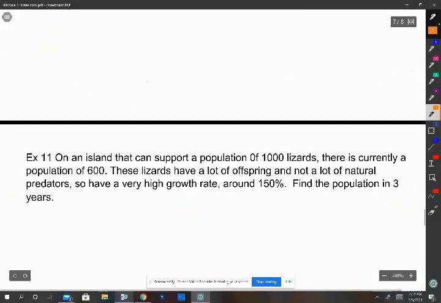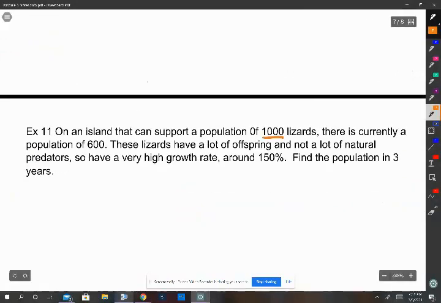Example 11 is the same. This is like 1,000 lizards, so this is P sub 0. Oh, no, it's not. Island can support a population of 1,000, so this is K. The population is 600, so this is P sub 0. And this time your rate is going to be 1.5, because when you move it over 2, and then it wants you to find the population in 3 years.